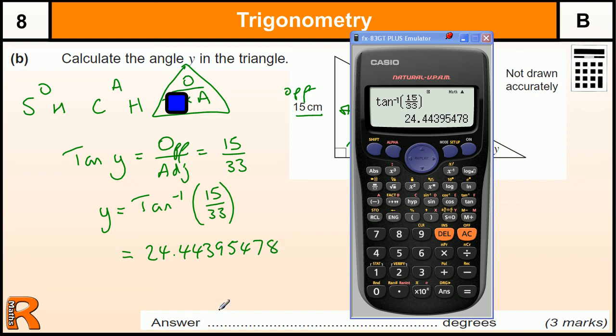And we get 24.44395478. So 24.4 to 3 significant figures is fine. You could just leave it as it is because it doesn't ask for any degree of accuracy. It's a 3-mark question. You get 1 for picking out the fact it's a tan, you get 1 for putting the numbers into the formula, and then you get 1 for the answer.